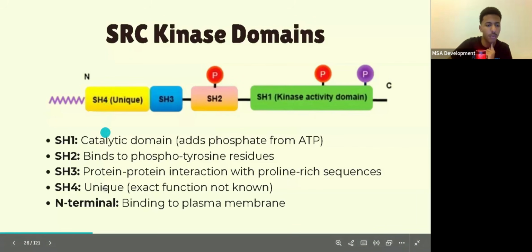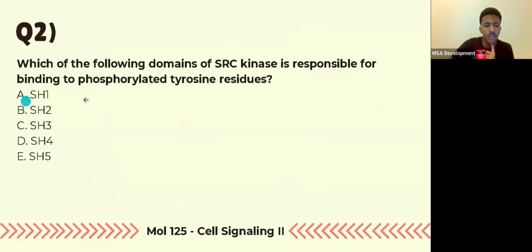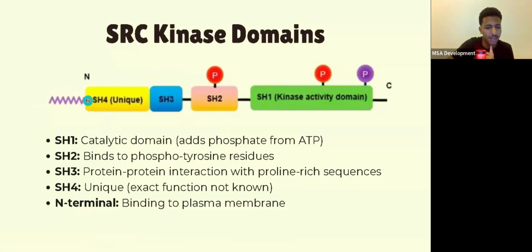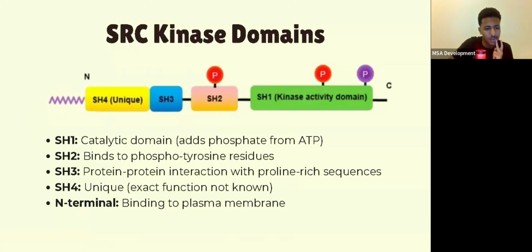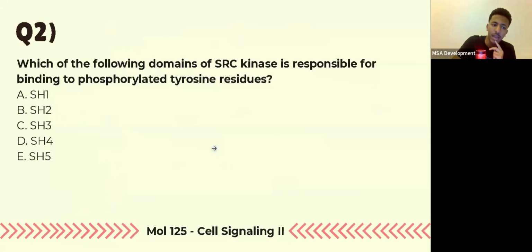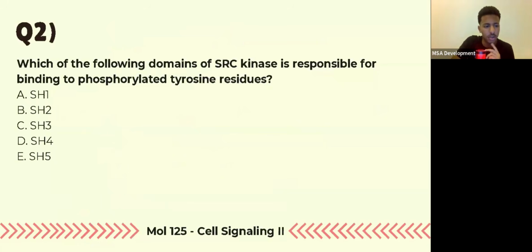The exact function is not known. And the N-terminal binds to the plasma membrane. So let's go back. SH1, we said SH1 is the catalytic domain, so it's incorrect. SH2 is what? Phosphorylated tyrosine residues. So it is correct. It binds to phosphotyrosine residues. The answer is B. And then SH3, protein-protein interactions, incorrect. SH4, unique, incorrect. SH5, we don't have an SH5. If it was the N-terminal option, we would say it binds to the plasma membrane. Okay.